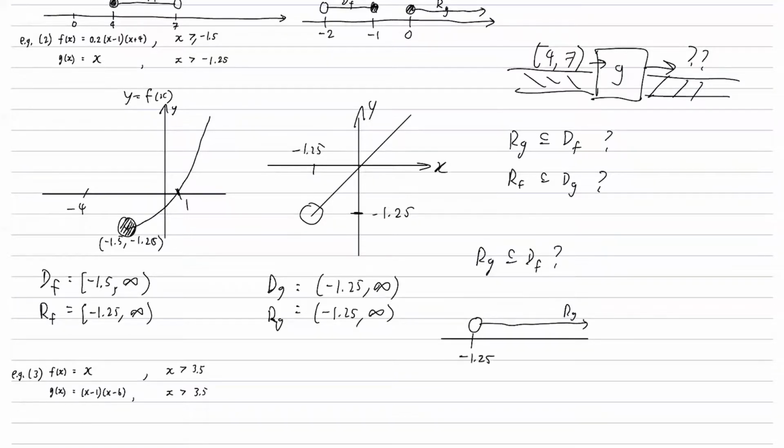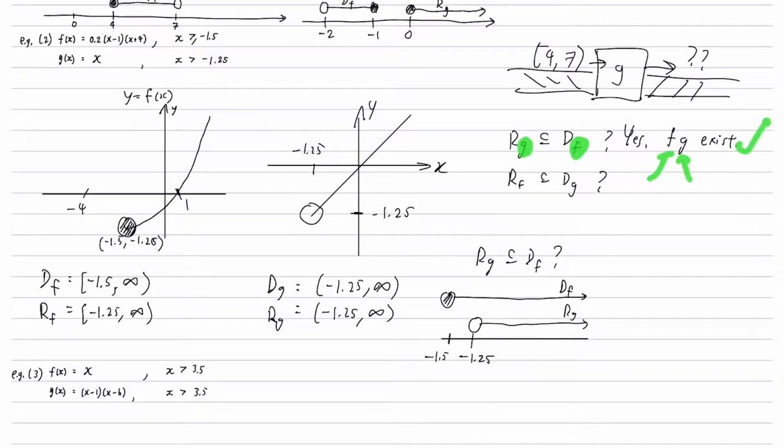Let's just check it step by step. Range of G here is -1.25 to infinity, so empty circle. Then domain of f is what? -1.5 to infinity. So -1.5 is where? It's actually over here, right? Circle. Draw a line. This is df. Is it a subset? Yes. So that means which one exists, FG or GF? I think it should be FG. Range of the inner function must be a subset of the domain of the outer function. So G is inner, F is outer.